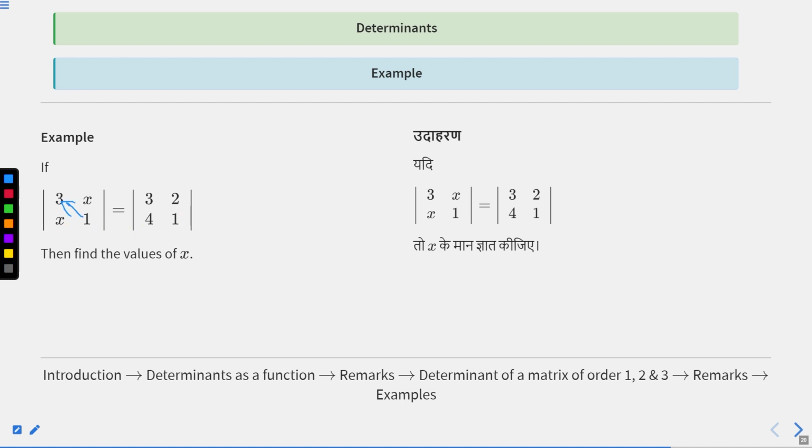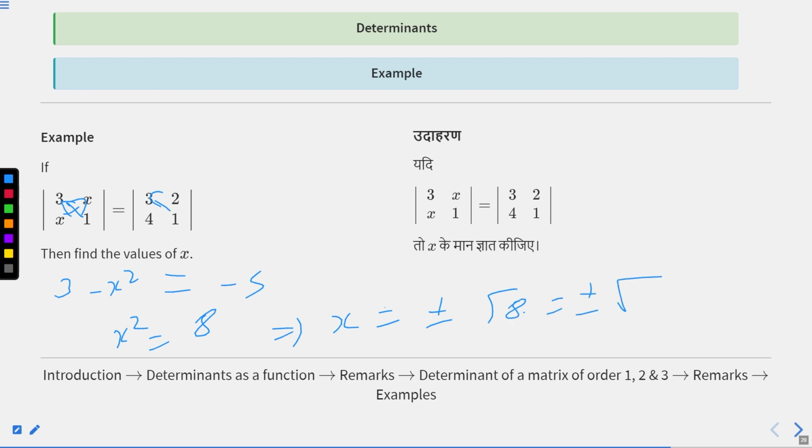We will evaluate. This will be 3, this will be minus x square. This is the same as 3, this will be minus of 8. So minus of 8 means minus 5. Now evaluate: x square will be, as you can see, 3 plus 5 means 8. This means x will be plus minus 2 root 2, or in other words, root of 8.